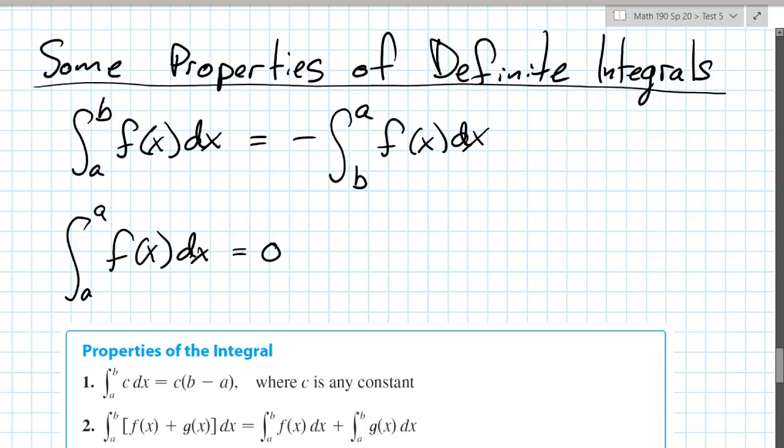The next one says that if we try to find the integral of f from a to a, well, then there is 0 area, because you can imagine from a to a, the delta x would have to be 0. So if the base is 0, it doesn't matter what the height is there, the integral is 0.